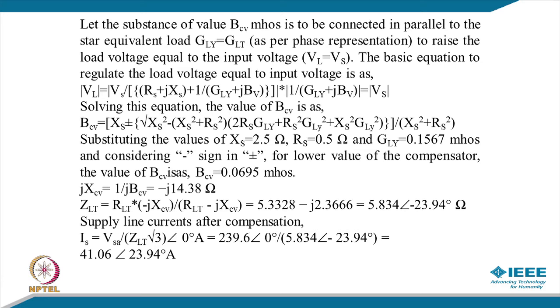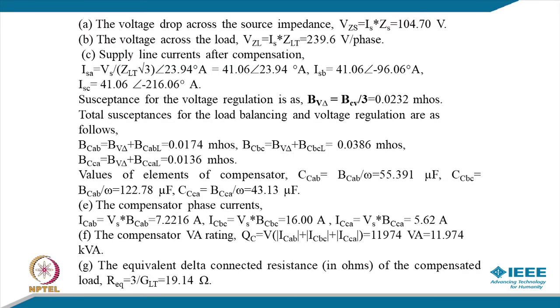It means that typically the current has to be made leading; only then will you get zero voltage regulation. That is the meaning of this. We can now calculate the voltage drop across the source impedance, which is IS ZS. Putting in the values of IS and ZS, we get 104.7. The voltage across the load, IS into ZLT, is the same as the supply voltage 415 by root 3, which is 239.6 per phase after voltage regulation. The supply line current after compensation is ISA equal to VL upon ZLT, at the angle of 23.93 it comes to 41.06 at the angle of 23.93, and the other two phases will be exactly 120 degrees apart with the same magnitude.